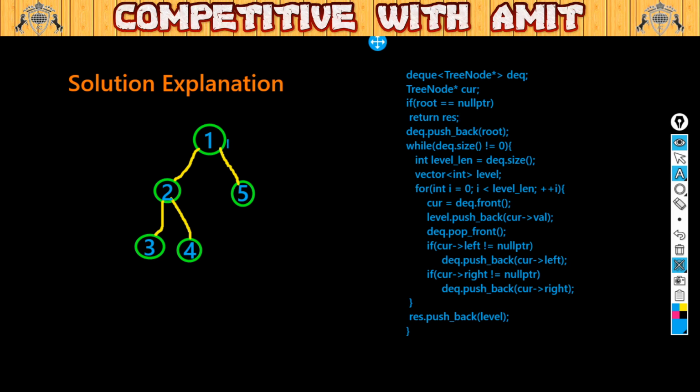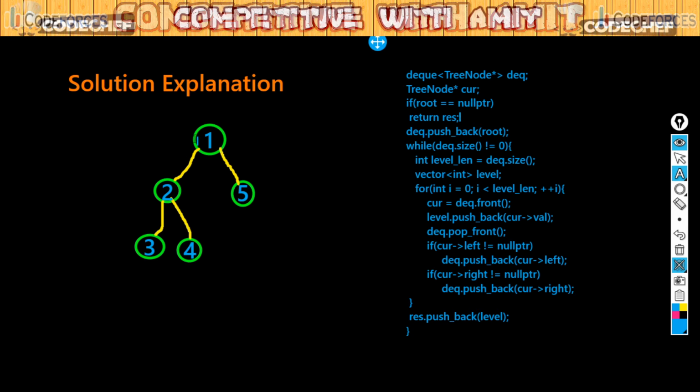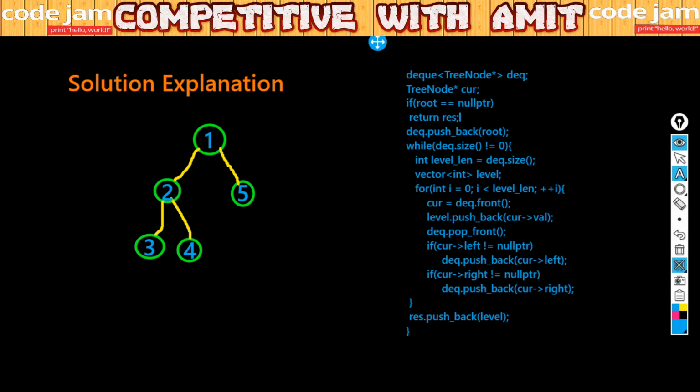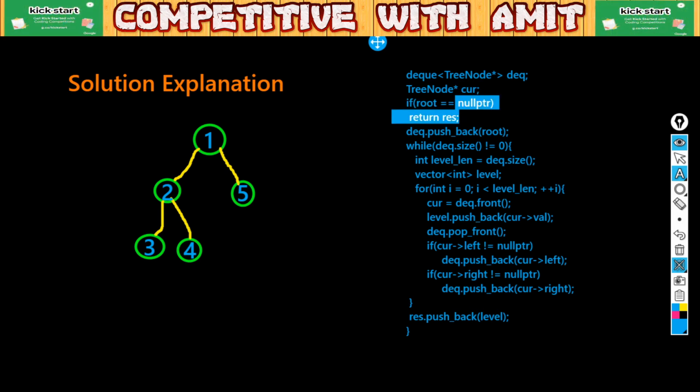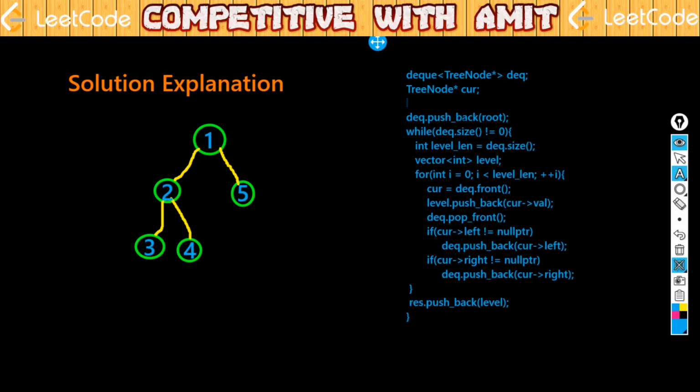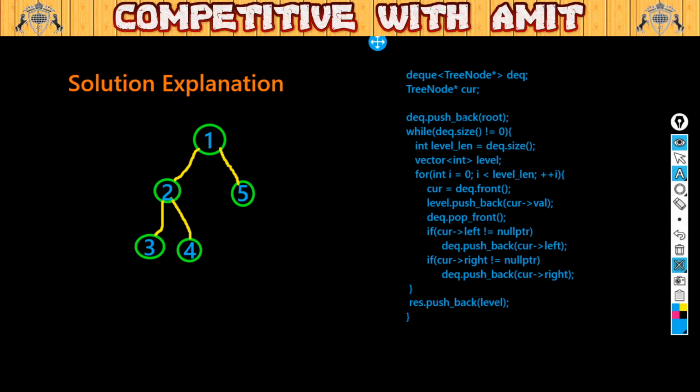If root is null, meaning it does not have any value in the tree, then res will be returned. So it will be an empty array, an empty 2D array or 2D vector. So this will be returned.